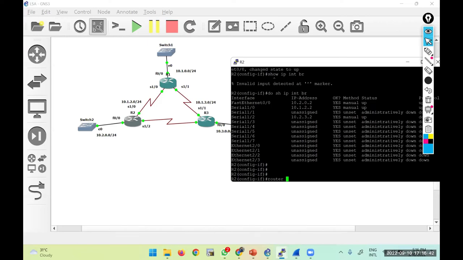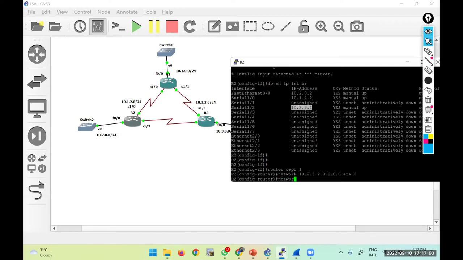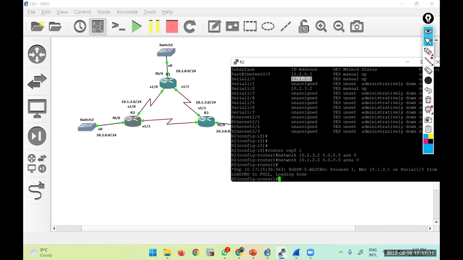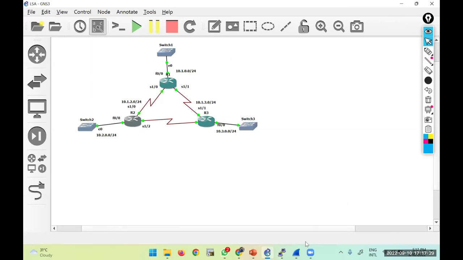If you want to configure OSPF, we go to router ospf 1 and the network. The network is 10.2.0.0 with the mask quad 0, area 0. And also the network is this one, and the wildcard mask is quad 0 and the area is 0. And also for this network, the mask is quad 0 and area is 0. So we have configured R2, and the last one we have to configure is R3.